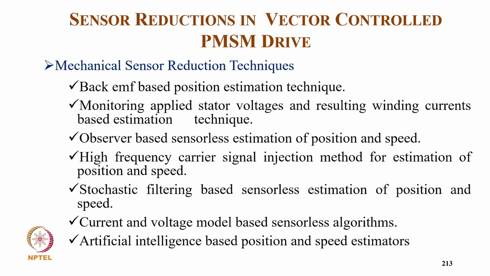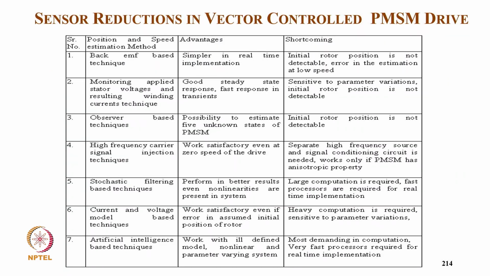Now coming to typical mechanical sensor reduction techniques. So these are the techniques: back-EMF based position estimation technique, and estimation technique based on monitoring the applied stator voltage and resulting winding current. Observer based sensorless estimation of position and speed, and high frequency carrier signal injection method for estimation of position and speed, and stochastic filtering based sensorless estimation of position and speed, and current and voltage model based algorithm, and artificial intelligence position and speed estimator. And these are typically the position estimation advantages, disadvantages and shortcomings, relative for all these 7 techniques.